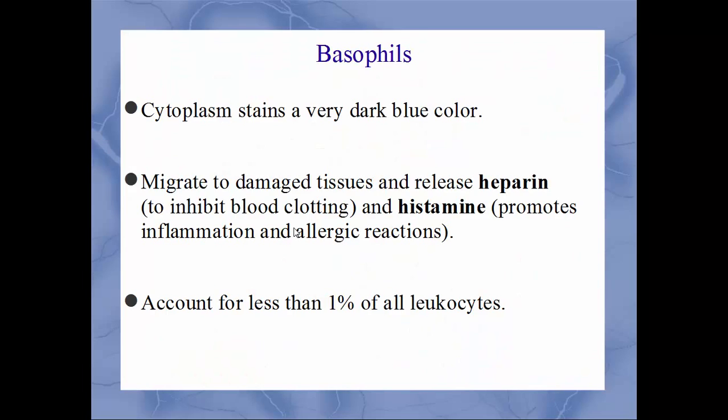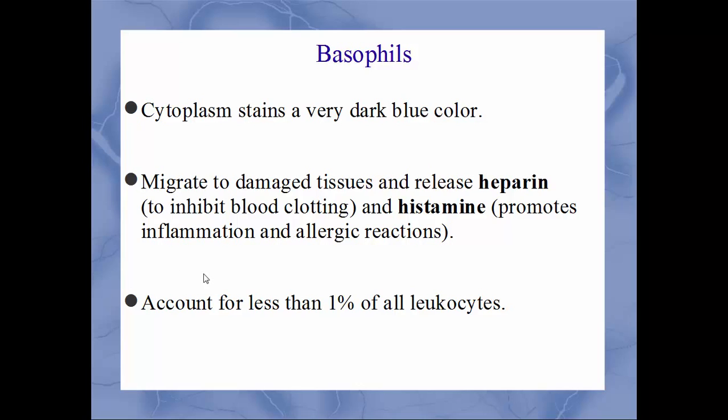Next one, basophils. For those of you that have allergies, these are the ones that you'll want to listen to. These are the ones that will give you the most trouble. Their cytoplasm stains a very dark blue, almost a dark purple color. None of the other blood cells stain like this at all. So eosinophils always stain a dark red. Basophils always stain a dark blue or a purple.